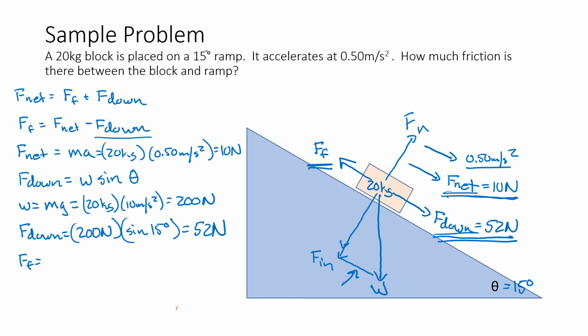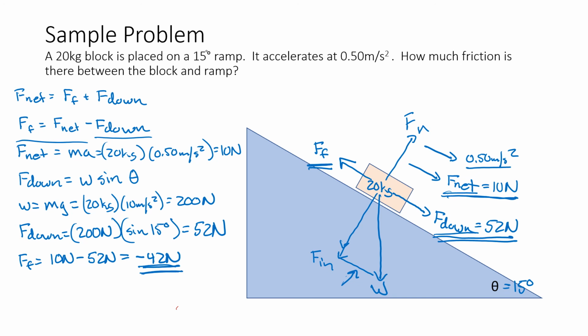F_f is F_net minus F_down from up above. F_net is 10 newtons, F_down is 52 newtons, so that tells me there are negative 42 newtons worth of friction between the two surfaces. The negative simply tells me direction. We set the positive direction to be going down the hill. We set the negative direction to be going up the hill. So the amount of friction between this block and this ramp is 42 newtons as this block slides down the ramp.